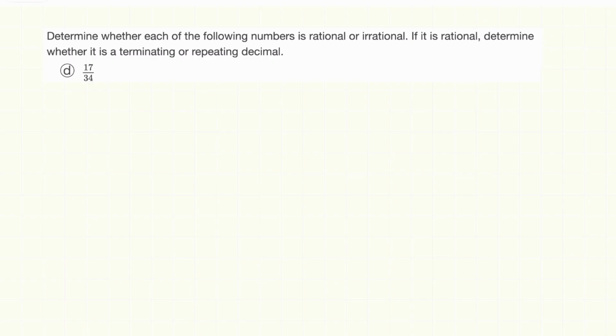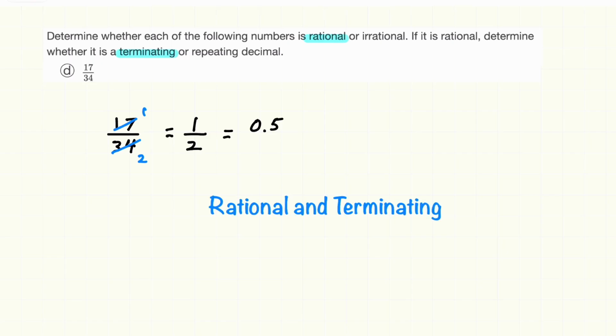For d, we have 17/34. Both 17 and 34 are divisible by 17, so this fraction does reduce to just 1/2. 1/2 is written as a fraction, so it is rational. Writing 1/2 as a decimal would be 0.5, and this is a terminating decimal, so we would label this as rational and terminating.